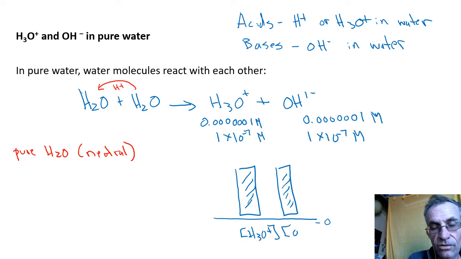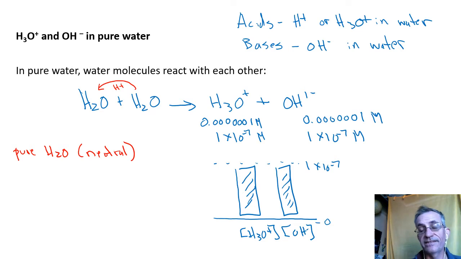Again, not much of each. So the amount, if I was to label this bar graph, these would go up to the 1 times 10 to the minus 7 line. That's how much you form. Like that would be the 1 times 10 to the minus 7 line.